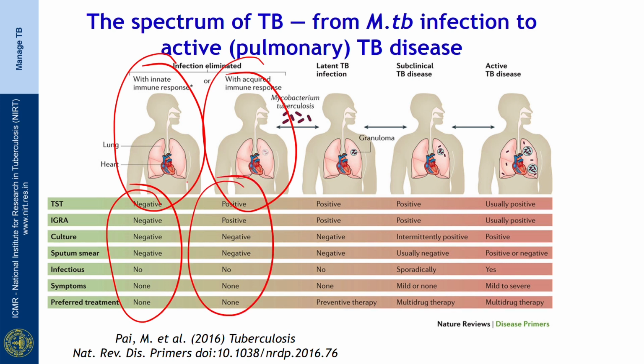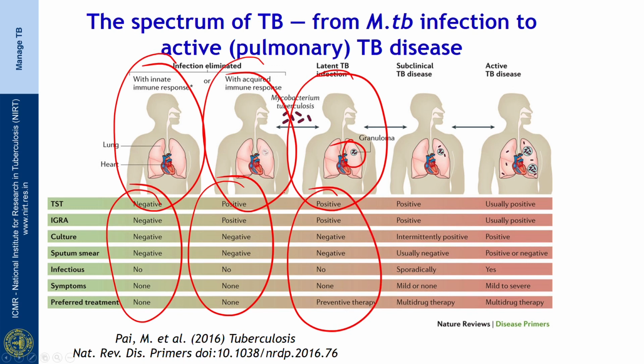When the infection actually is not eliminated, you go on to develop latent TB, wherein the bacilli are contained within the granuloma, and these people typically have a positive TST, positive IGRA, negative culture and sputum smear, are not infectious, are not symptomatic, and may or may not require preventive therapy.